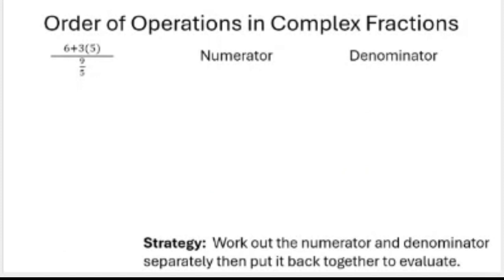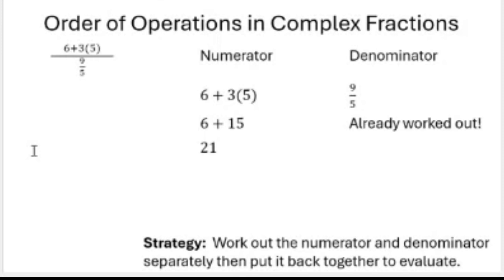We have 6 plus 3 times 5 on the top and 9/5 on the bottom. So order of operations, do not go 6 plus 3, right? Multiplication first. 3 times 5 is 15. Now 6 plus 15 is 21. So the top works out to 21. The bottom, well, it's already worked out, 9/5. There's nothing to do there, right? You can't simplify that anymore at this moment. You could turn it into a mixed fraction, but you definitely don't want to do that because you need it as an improper fraction to do the math work.